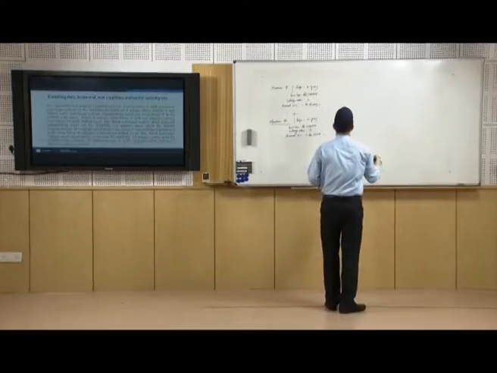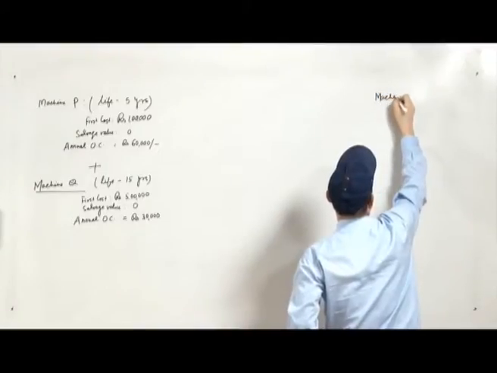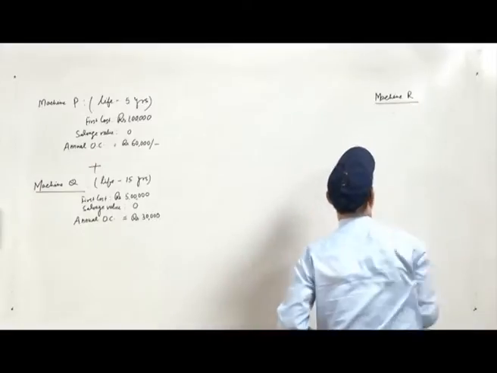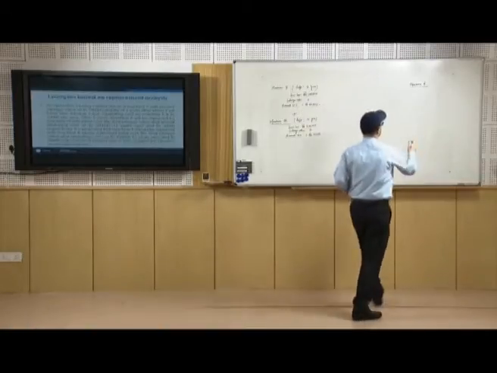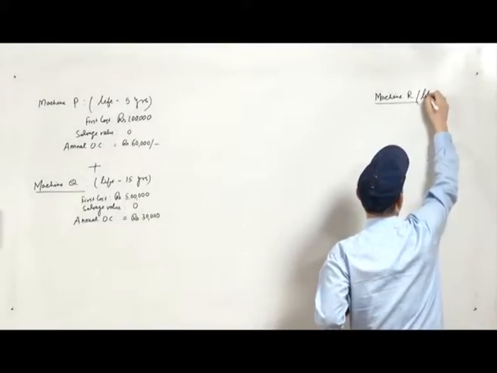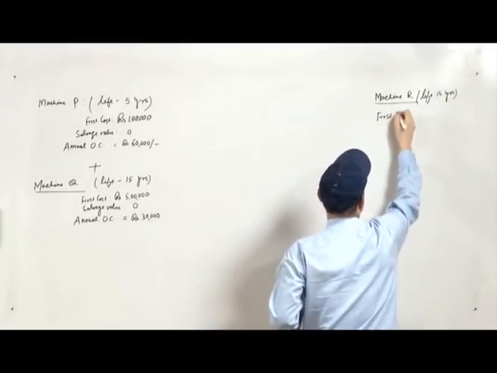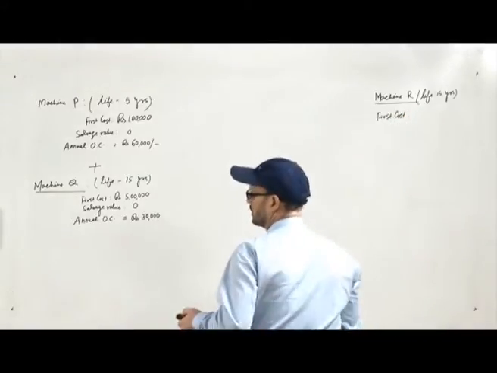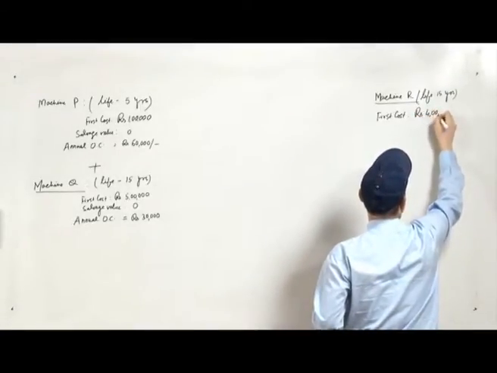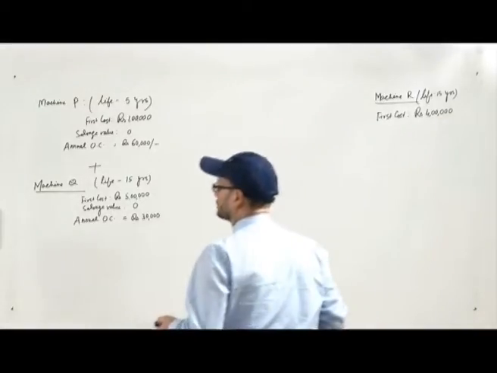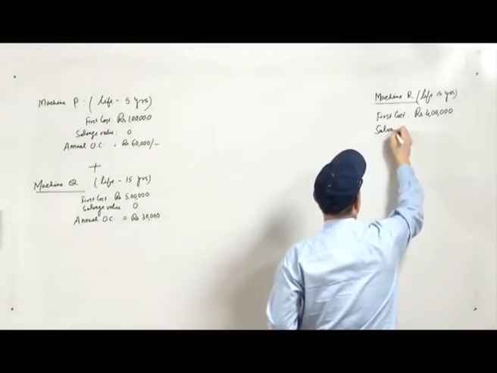Now, opposite to this you have machine R. Its life is 15 years, first cost is given as rupees 4 lakh, salvage value 0 and operating cost is 45,000 per year.